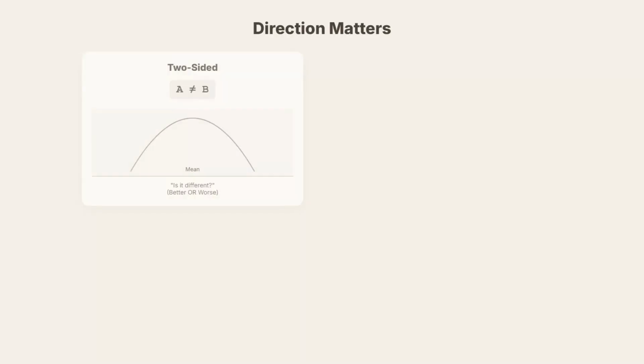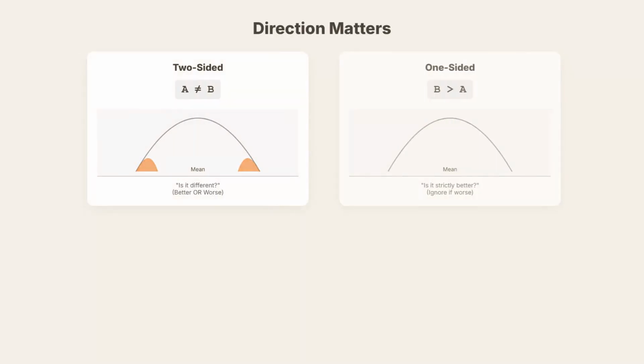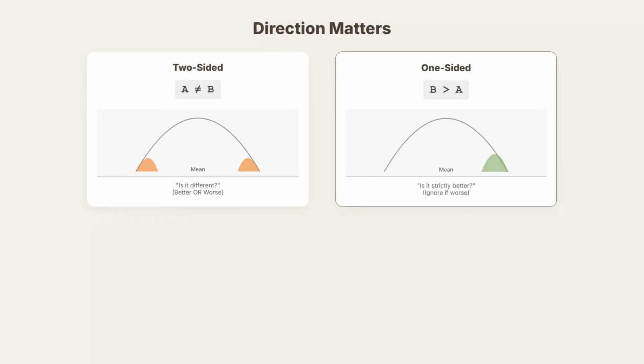Hypotheses have direction. A two-sided test checks if A is not equal to B. This cares about any difference, whether the new model is better or worse. The rejection regions are split between both tails of the distribution. In contrast, a one-sided test checks if B is strictly greater than A. Here, all our statistical power is focused on the right tail.